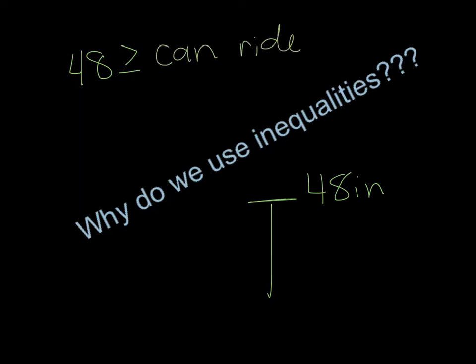Because if you're 49 inches tall, you can still ride. If you're 50 inches tall, you can still ride. If you're 68 inches tall, you can still ride the ride. But you have to be at least 48 inches tall to ride. 47 inches? Nope. Doesn't count. Can't ride. But you could be 48 inches, and that's why it has that greater than or equal to sign here. Okay?